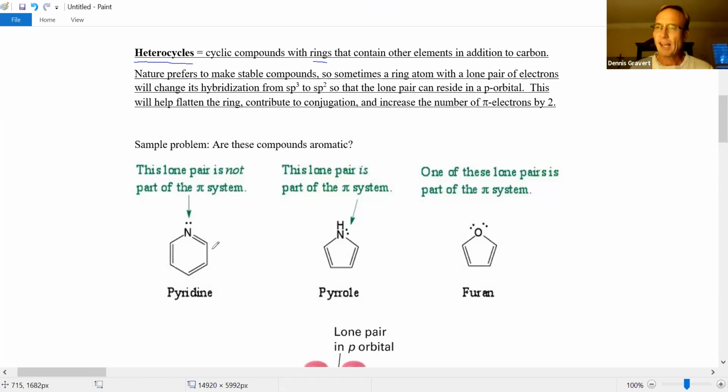So pyridine, hey, that was a reagent in some of our reactions last semester. Pyridine is actually an aromatic molecule. There's 6 atoms in the ring, but not 6 carbon atoms. One of the carbons has been substituted with a nitrogen. And turns out it is aromatic. Let me see if I'm skipping anything. Right here. Nature prefers to make stable compounds. So, yeah.